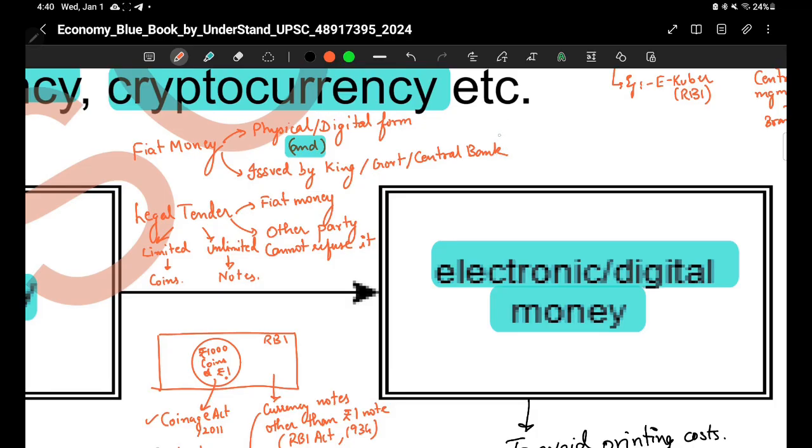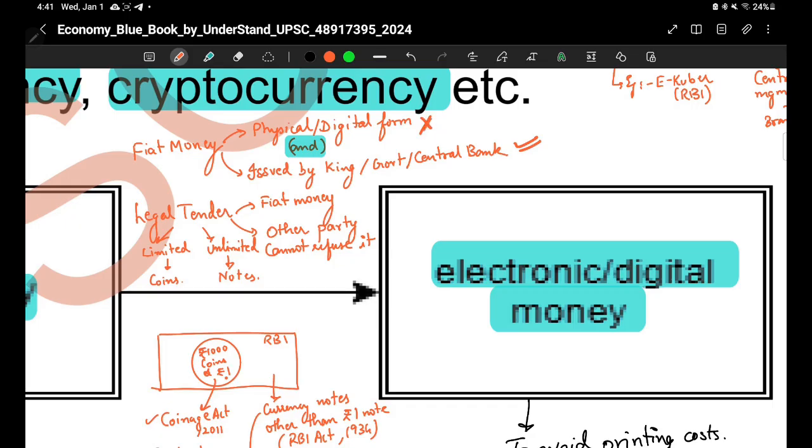Now let's say government security. Is that a fiat money? Is it in physical or digital form? No. Government security means it is not in the physical or digital form, let's say coin or notes. It is not in that form, government securities and treasury bills and all that. So this condition is not satisfied, but it is issued by the central bank or government. Since it is not fulfilling this condition, it is not a fiat money.